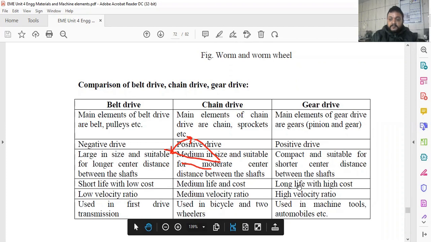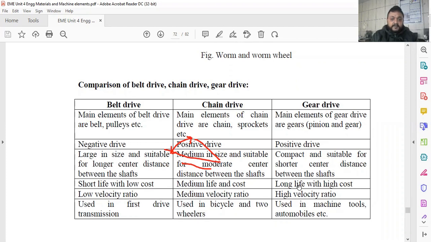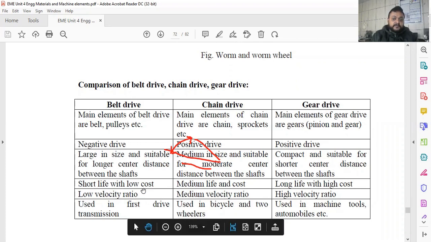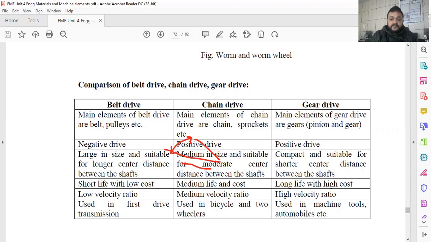Okay, so normally we are using the gear drive in automobile engines. Velocity ratio is low for belt drive as slippage is more, medium for chain drive, and very high for gear drive. The belt drive is normally used in bicycles and two-wheelers. The gear drive is mostly used in heavy machinery, machine tools, and automobiles. This is the comparison of the three mechanical drives as power transmitting elements.